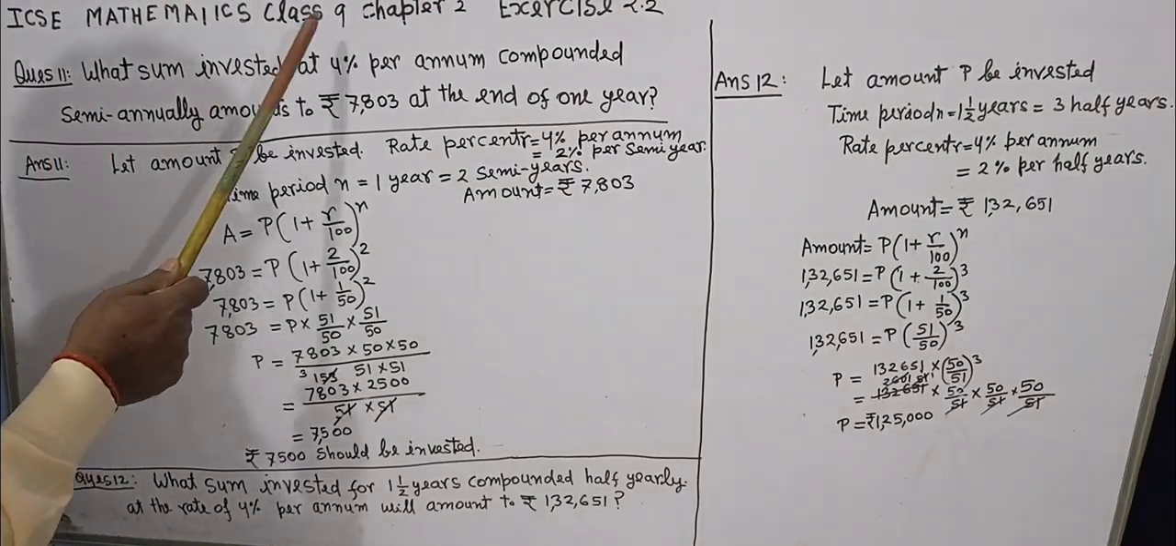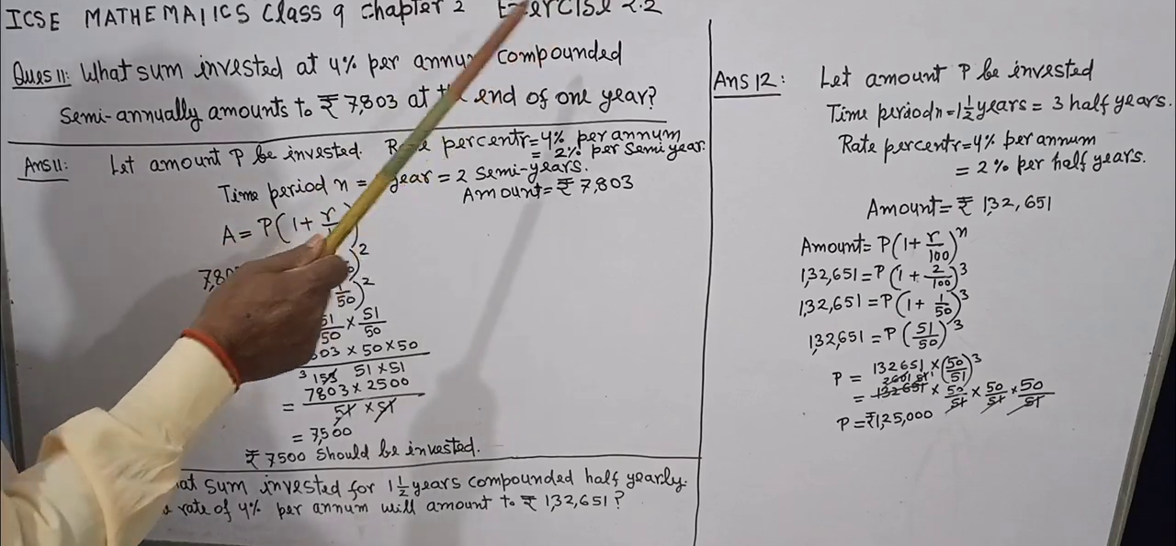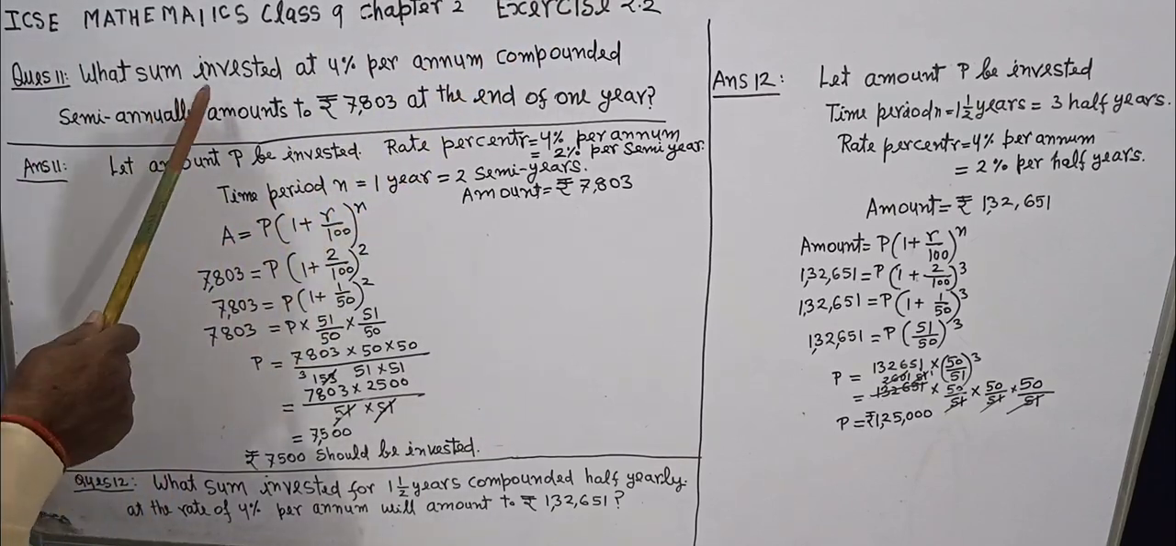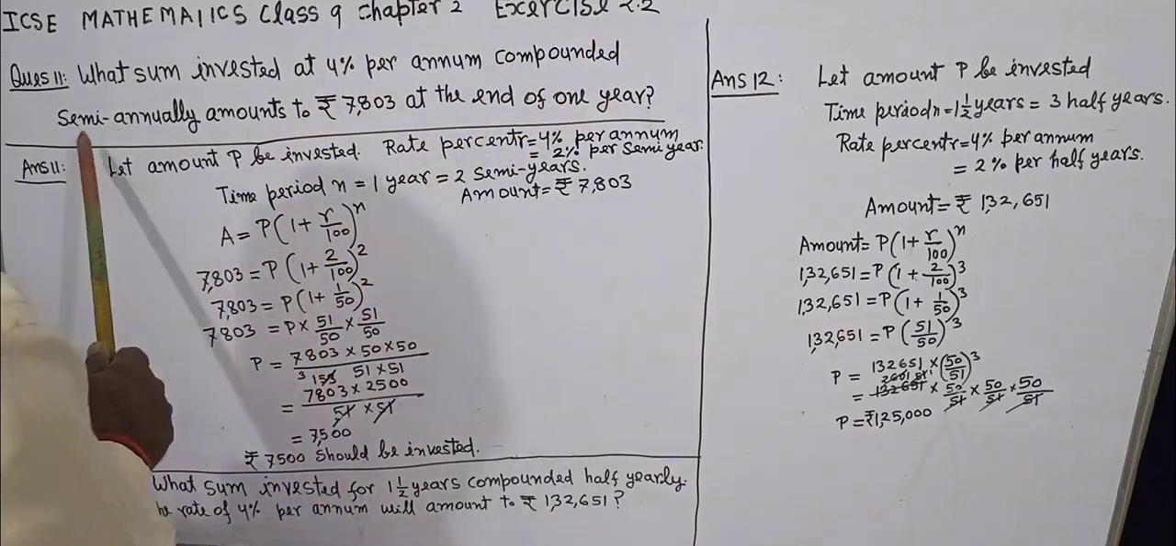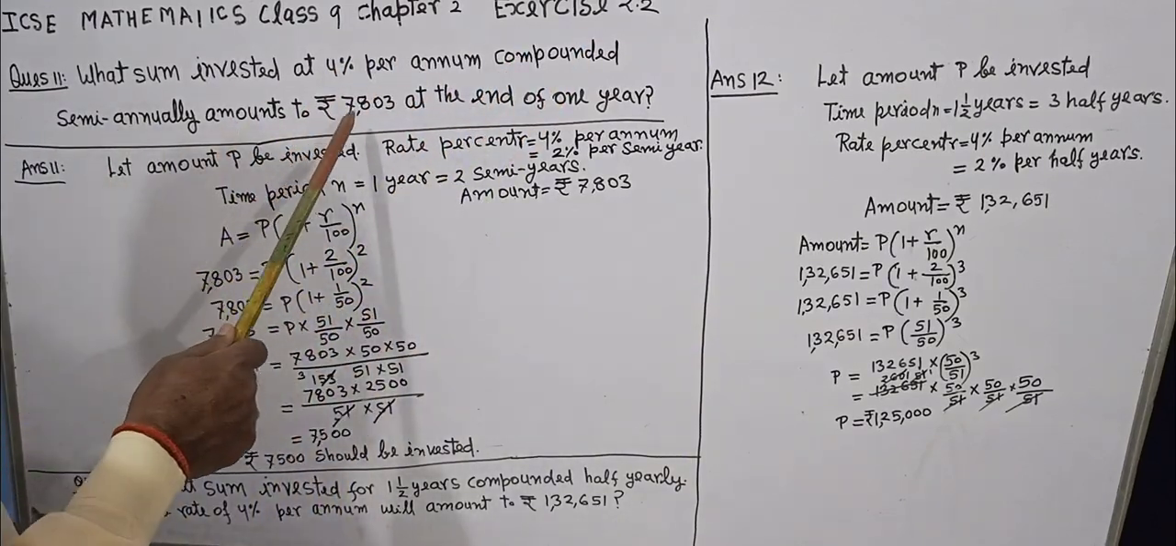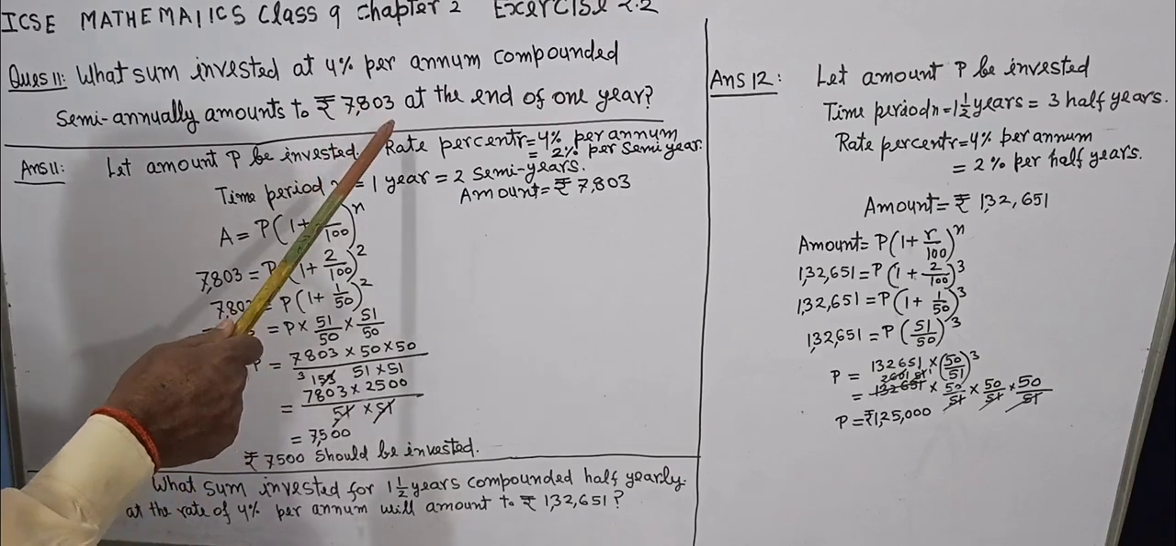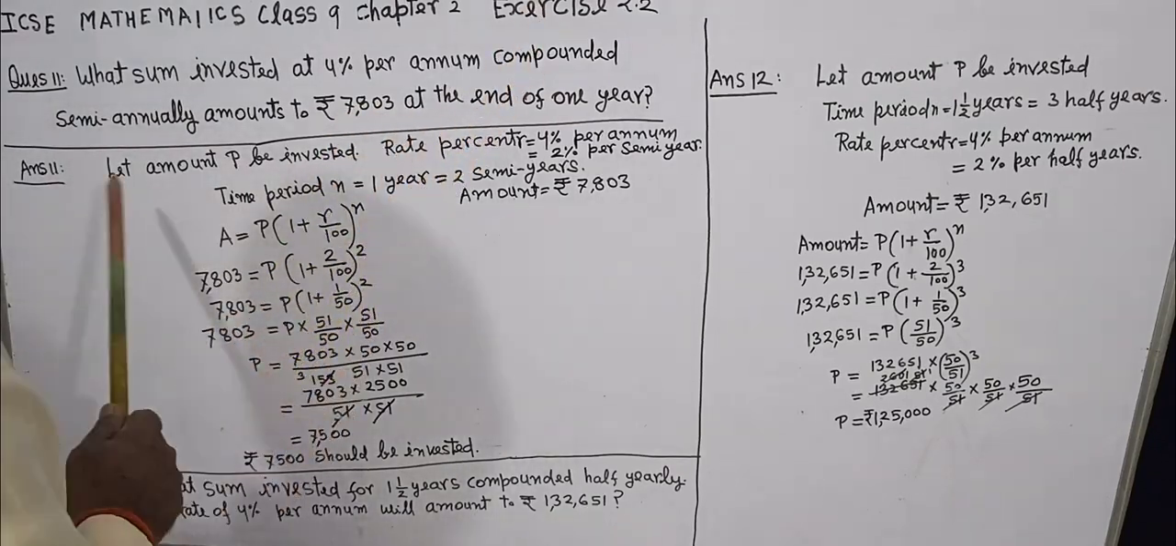ICSE Mathematics Class 9, Chapter 2, Exercise 2.2. Question 11. What sum invested at 4% per annum compounded semi-annually amounts to rupees 7,803 at the end of 1 year?